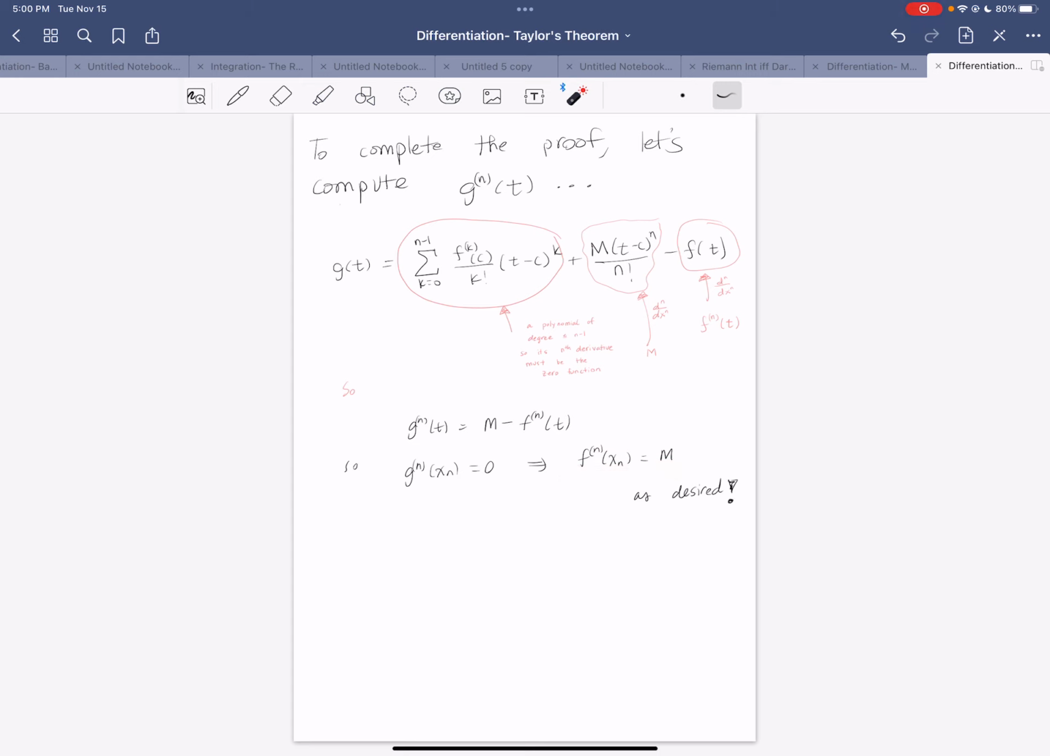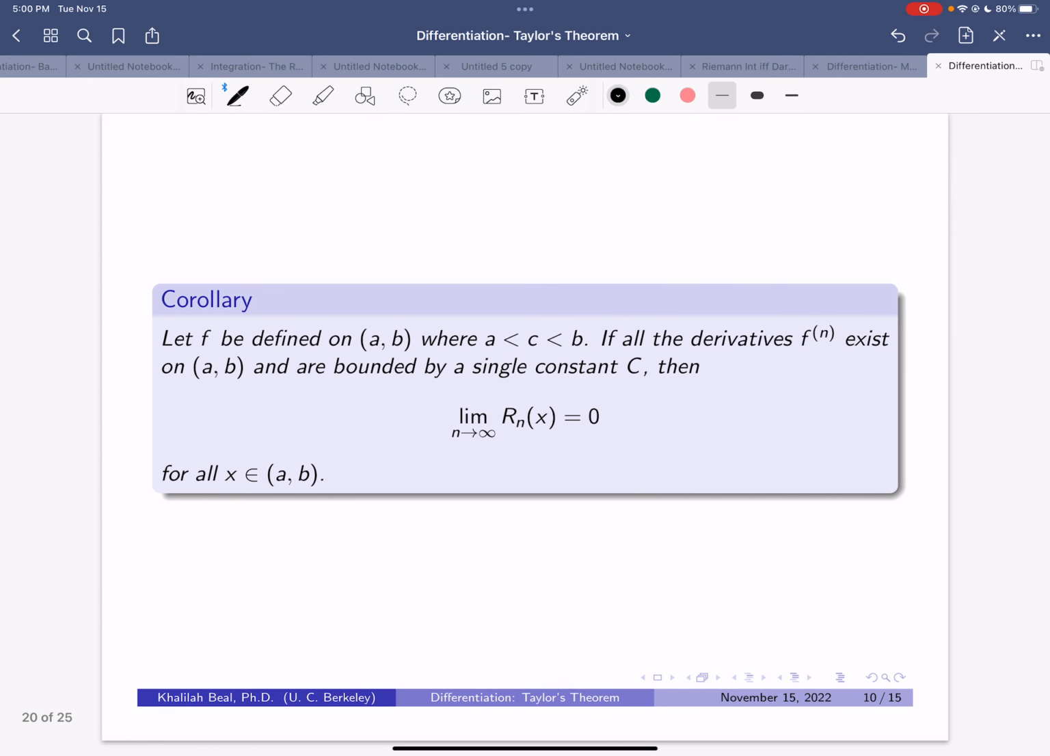All right, so we did it. That was good. That was a long proof, but it's basically looking at Taylor polynomials, right? And showing Taylor polynomials have special properties. So let's look at this corollary here. This is very helpful.